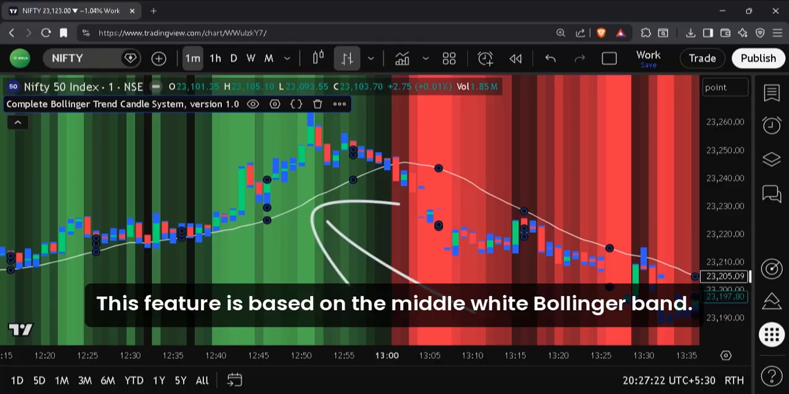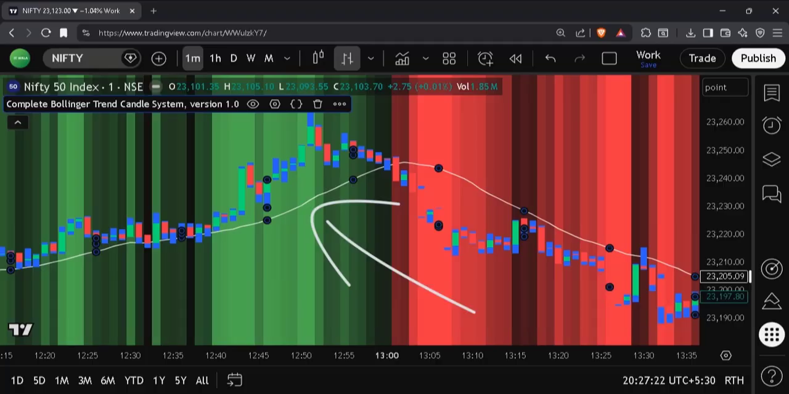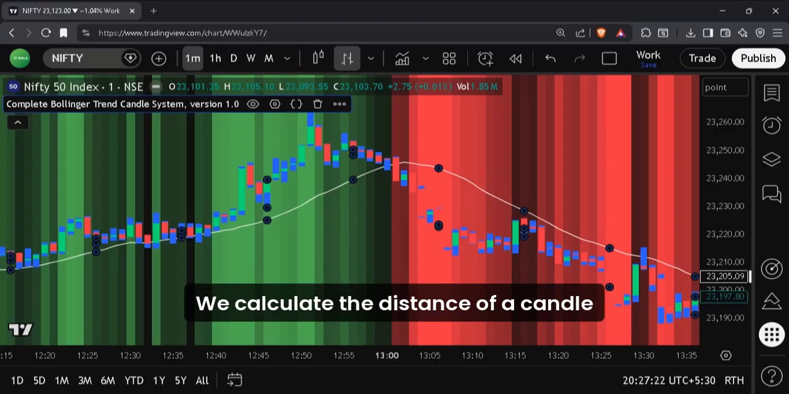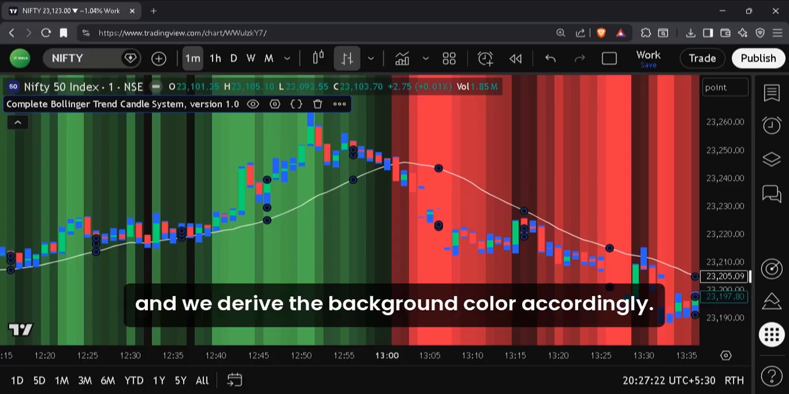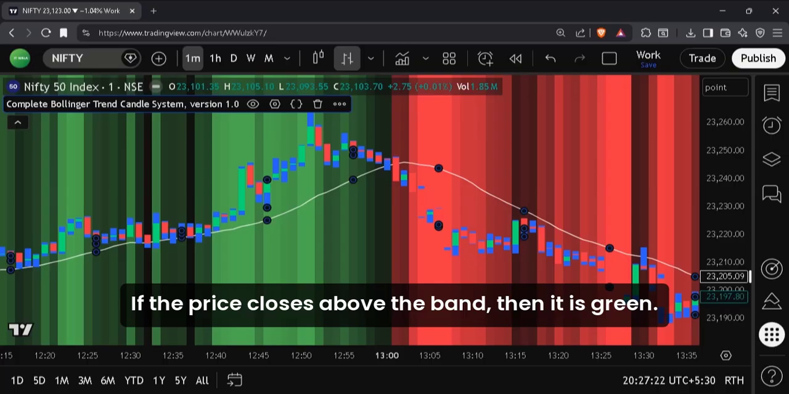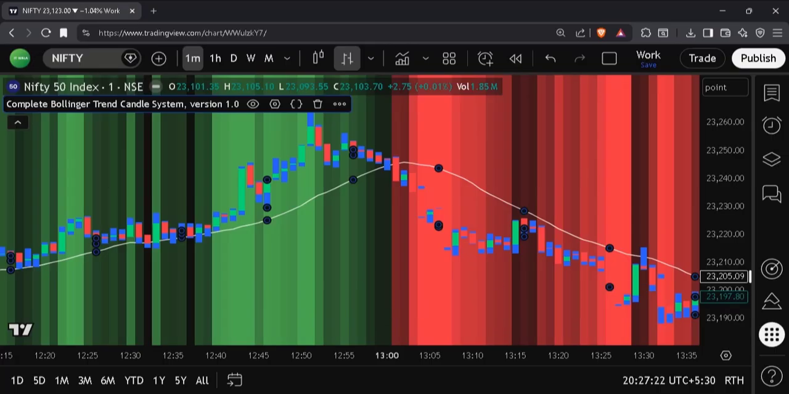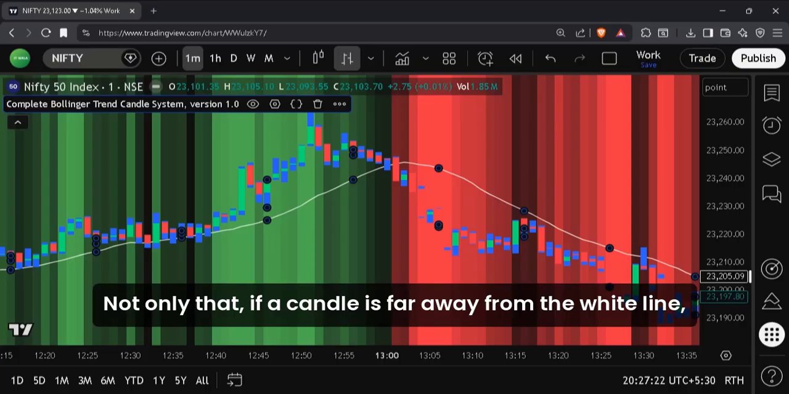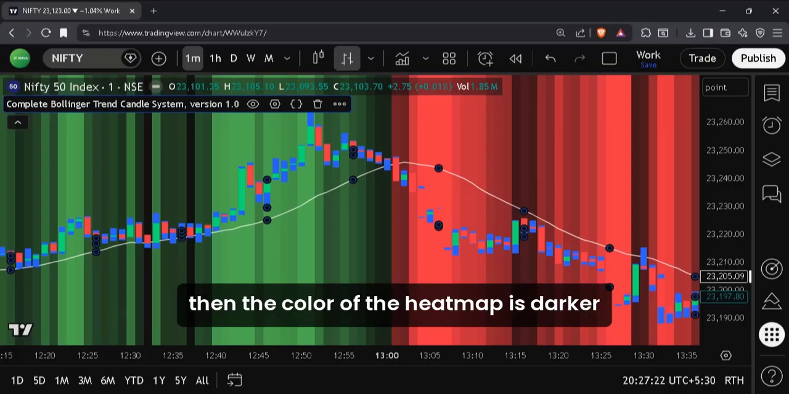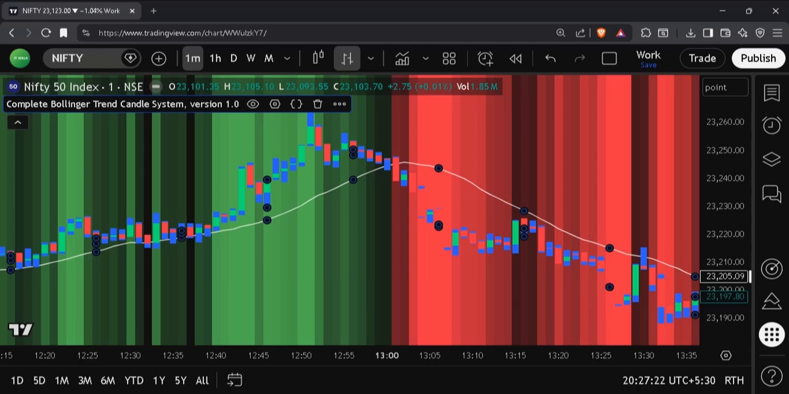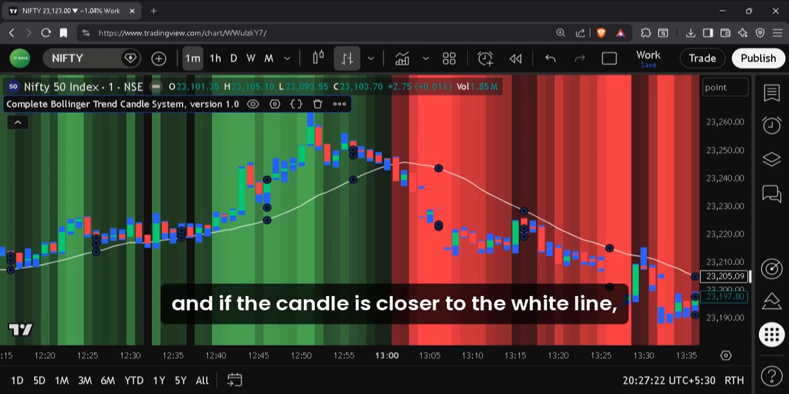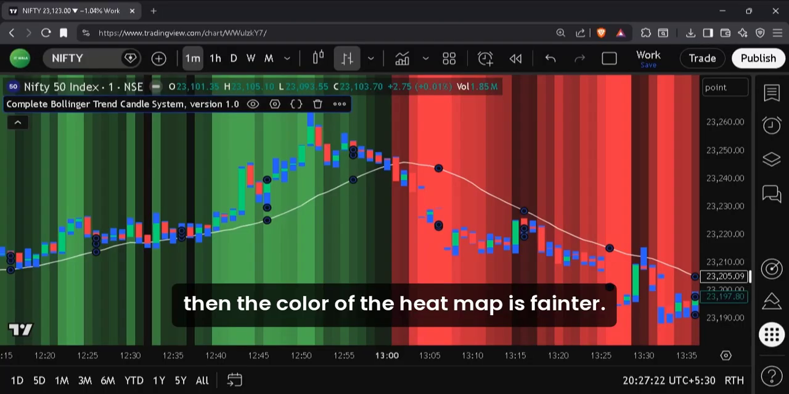This feature is based on the middle white Bollinger Band. We calculate the distance of a candle from the white Bollinger Band, and we derive the background color accordingly. If the price closes above the band, then it is green, otherwise, it is red. Not only that, if a candle is far away from the white line, then the color of the heat map is darker. And if the candle is closer to the white line, then the color of the heat map is fainter.